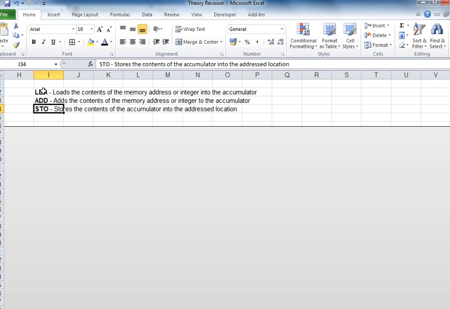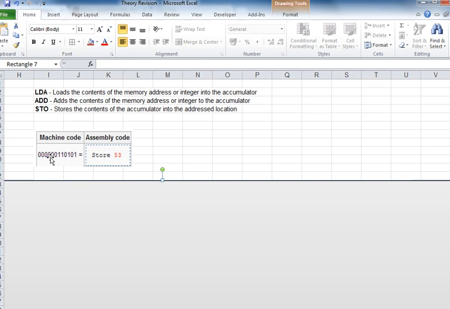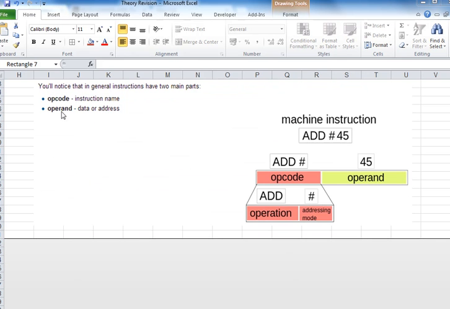Here we can see an example of the corresponding machine code. This machine code would consist of the instruction store and the address location 53, to store the data at address location 53. The instructions have two sections. We have the opcode, the instruction name, and the operand, the data or address. In this case here we have add the number 45. So the opcode is add a number and the operand is 45.